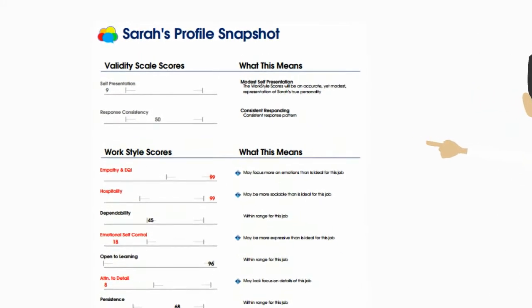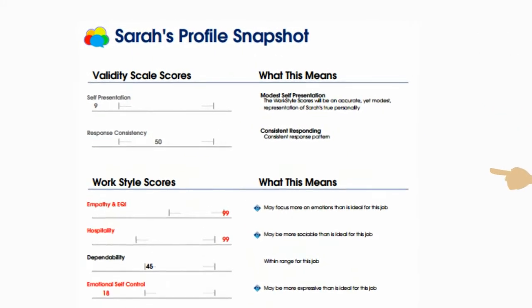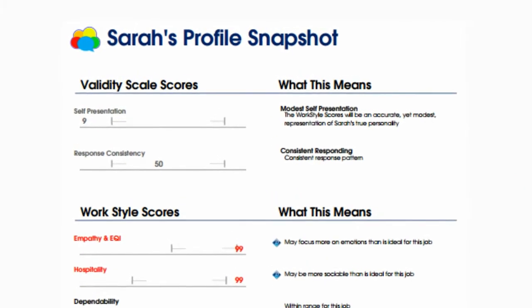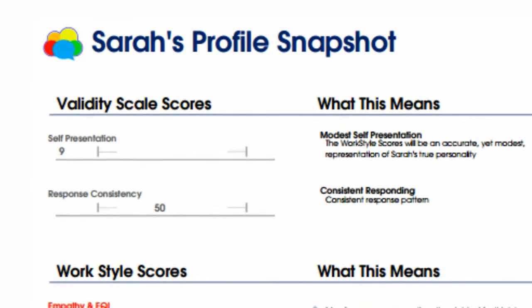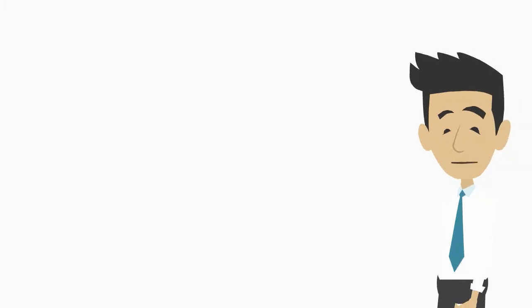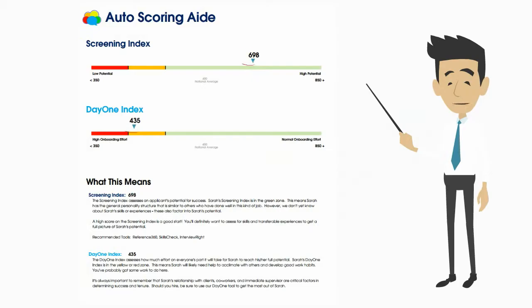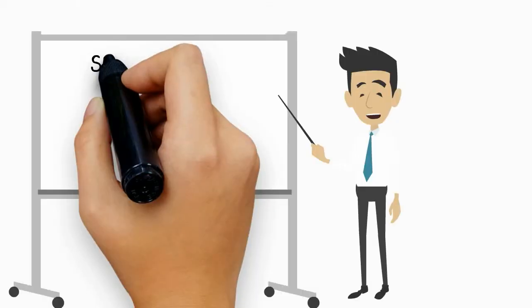As you've already learned from the profile validity video, before looking at any information in the report, we need to ensure that we have a valid profile, and it looks like we do. So let's head to the final page of the report to get to the auto scoring aid. Here, you'll see that each applicant gets 2 overall scores, the screening index on top and the DayOne index just below that. Let's take a closer look at each of these scores, starting with the screening index.